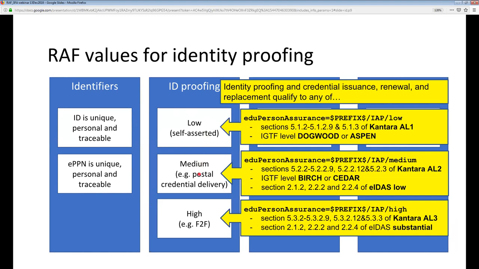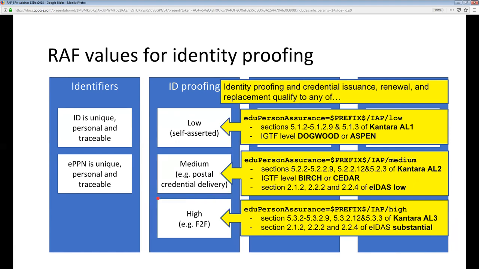The medium value indicates that there's some reliability on the identity of the user. Basically, it is equal to Kantara Assurance Level 2, or if the CSP complies with Kantara AL2, it complies also with medium. And the same is the IGTF levels Birch and Cheddar, and eIDAS level low.